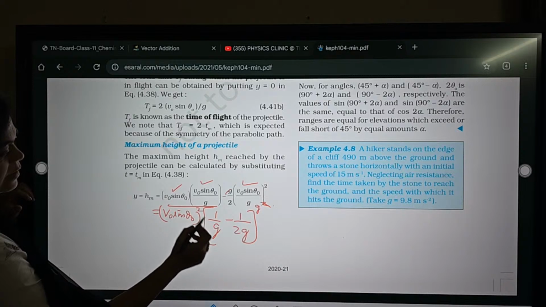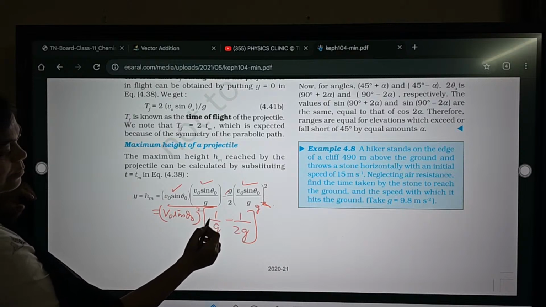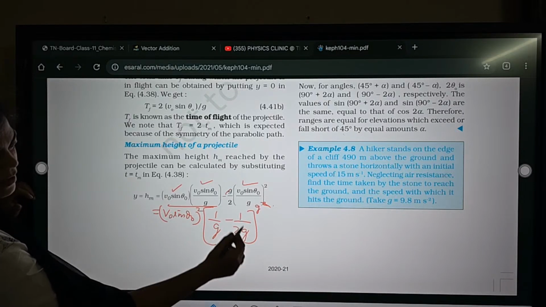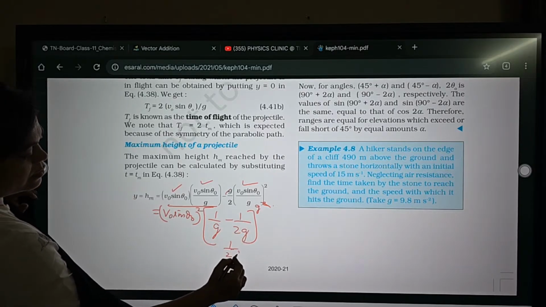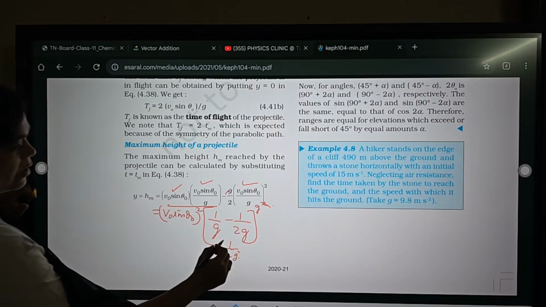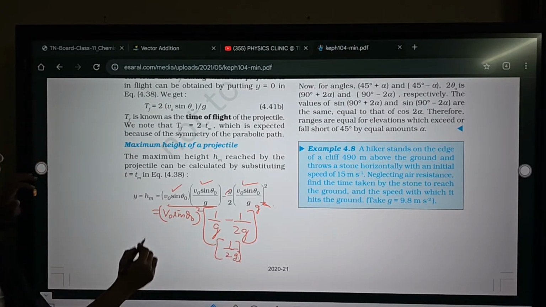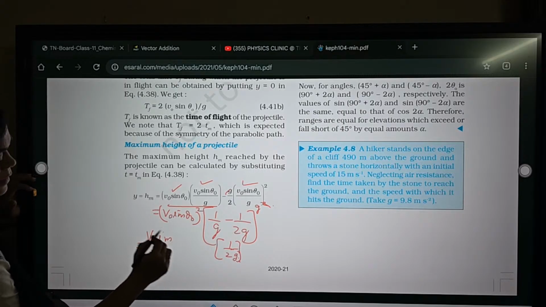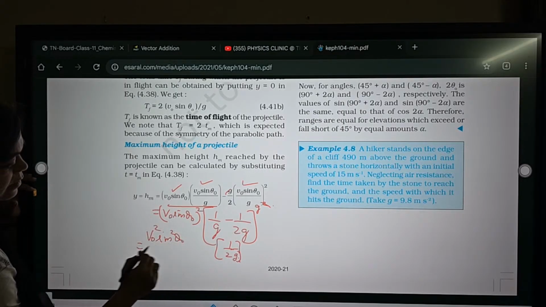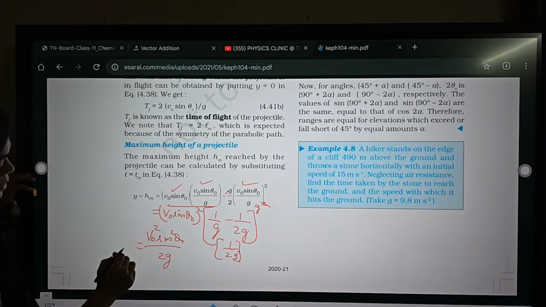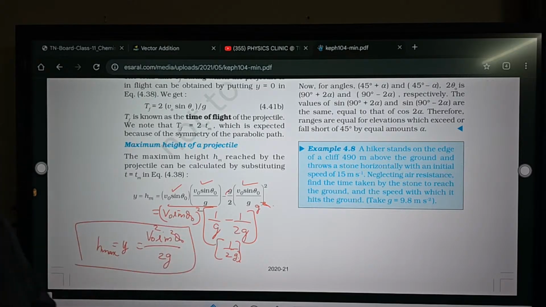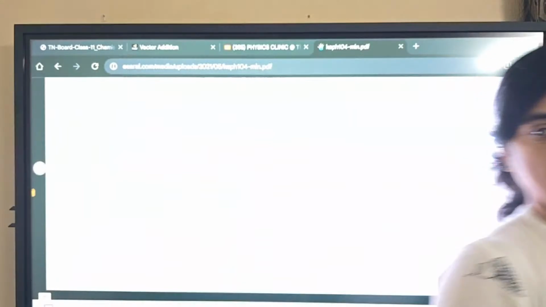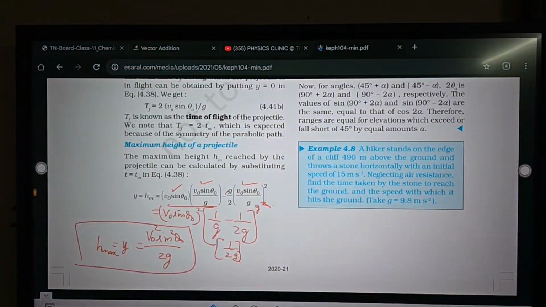So what is the resultant here? V naught square sin square theta naught times 1 by g minus half 1 by g. If you take an LCM, it will be 1 by 2g. Then V naught square sin square theta naught by 2g. So this is the maximum height, H max. Instead of Tm, you can write H max like that. Is it clear for you? Take down this.